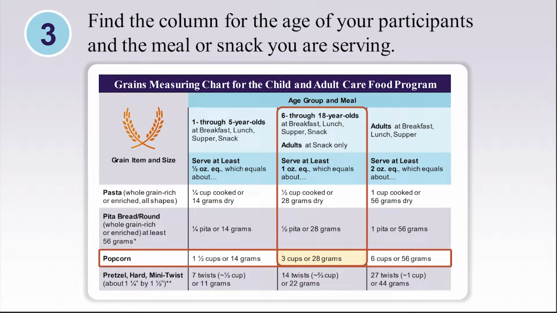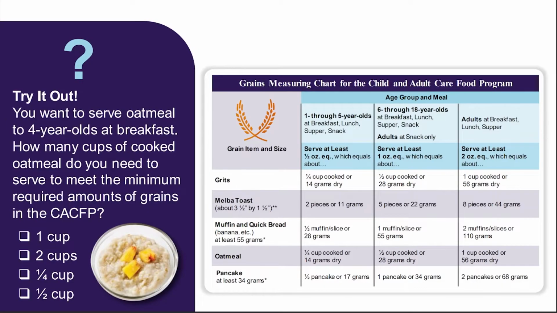The popcorn row and the 6 through 18-year-old column intersect at 3 cups. This tells us that we need to serve 3 cups of popcorn to meet the minimum amount of grains required for 6 through 18-year-olds at snack in the CACFP. Let's practice using the grains measuring chart with this question now.